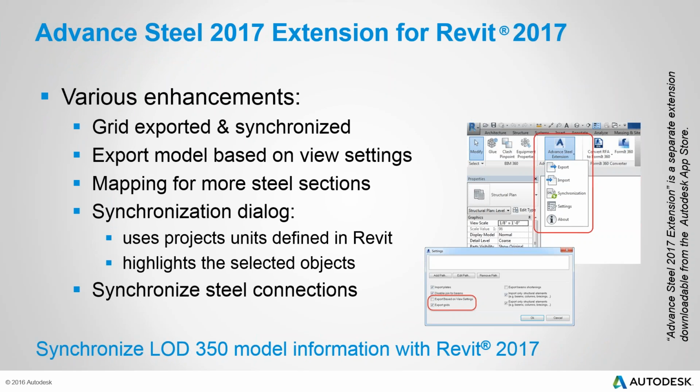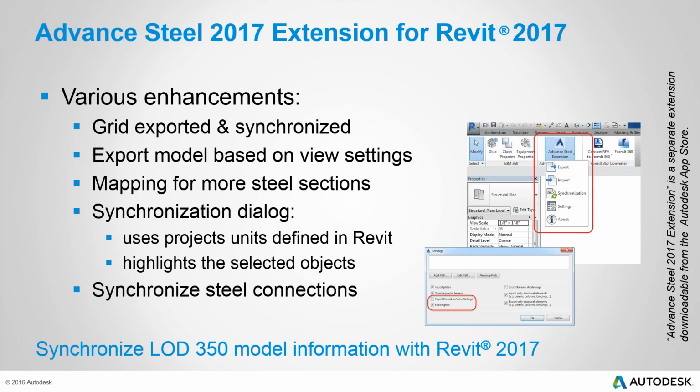As usual, there is a Revit extension to let you export your Revit file from Revit. Now with 2017, Revit is just called Revit. It's no longer called Revit Architecture, Revit MEP, or Revit Structure. You can see that the grids can be exported and synchronized. We can export the model based on view settings, better mapping for steel sections, and also we can synchronize a steel connection. I'll go over that information in the next slide.